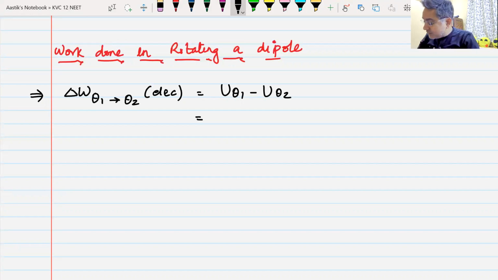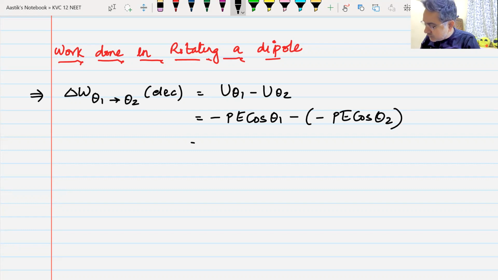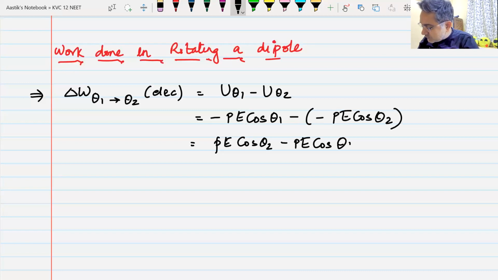Now energy at theta 1 is minus PE cos theta 1, minus of minus PE cos theta 2. So you can write this as PE cos theta 2 minus PE cos theta 1. In case of magnetic moment, it will be M into B into cos theta 2 minus cos theta 1. Do we understand this? Yes or no?